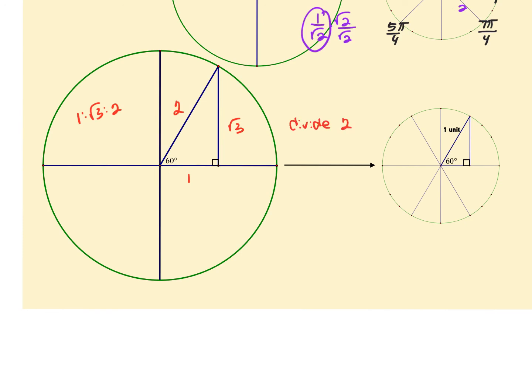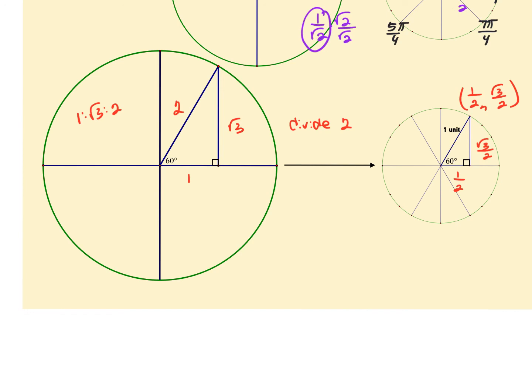That's going to give us our nice 1 unit. Then we're going to get a 1/2, a radical 3 over 2. We're going to create our new ordered pair. Again, in the next video, we'll put this all into one big picture. There's our radical 3 over 2.